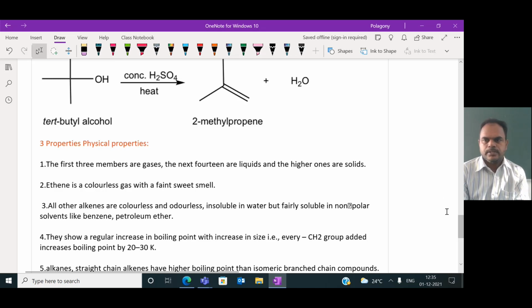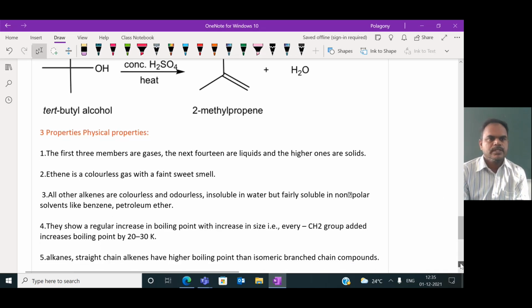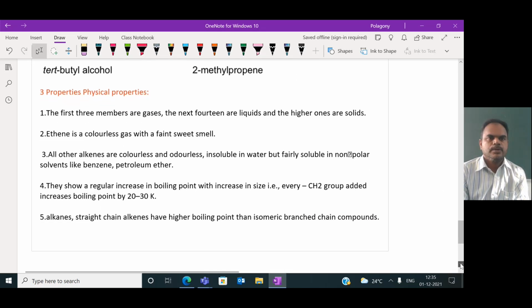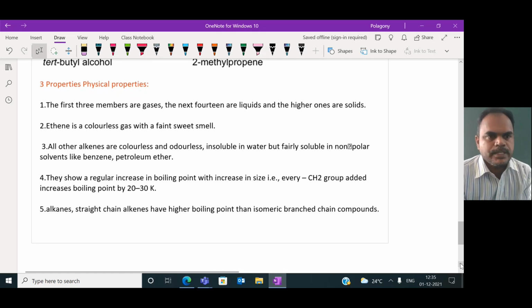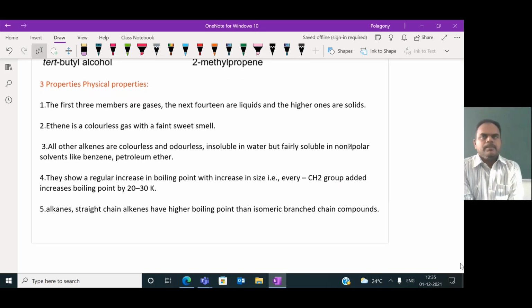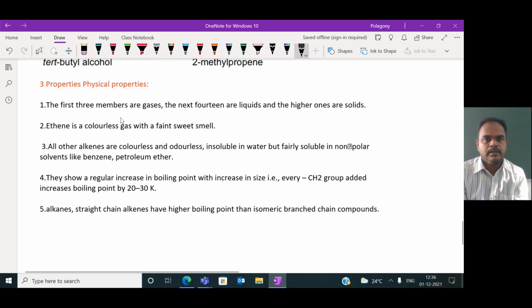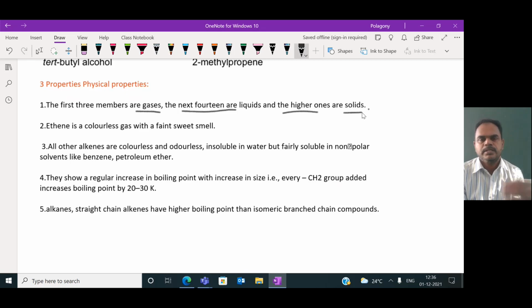Now let us look into the physical properties of alkenes. What properties can the alkenes exhibit? The first 3 members of alkenes are gases. The next up to 14 members are said to be liquids, and higher alkenes are said to be solids. As the molecular mass increases, they become solid, we say.